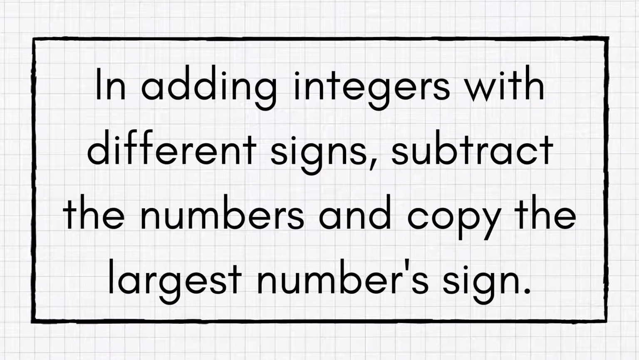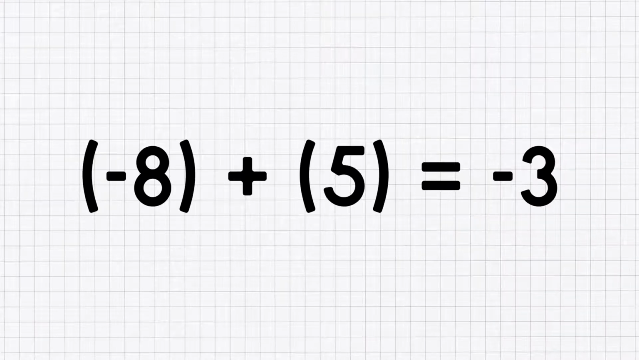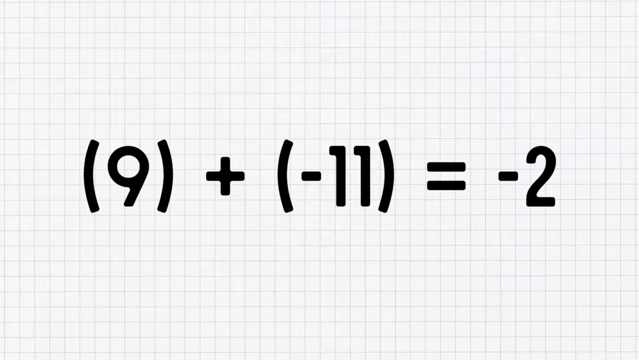So how about if the integers being added have different signs? What we need to do is to subtract the numbers and copy the largest number's sign. Here are examples. For example, we have negative 8 plus positive 5. Between 8 and 5, 8 is the largest number. So we need to subtract the numbers. 8 minus 5, that is 3. So the difference between 8 and 5 is 3. And then we copy the sign of the largest number, and that is negative.